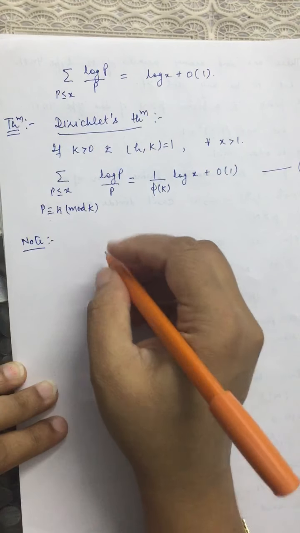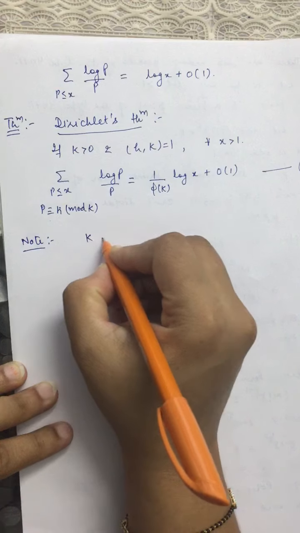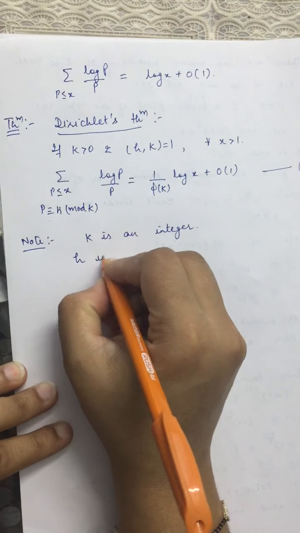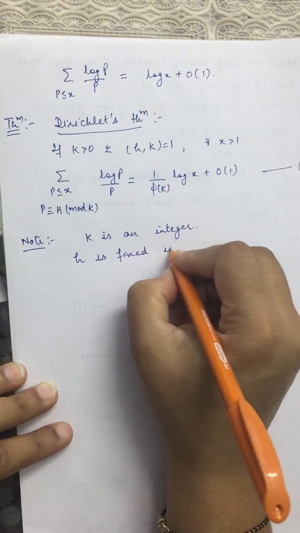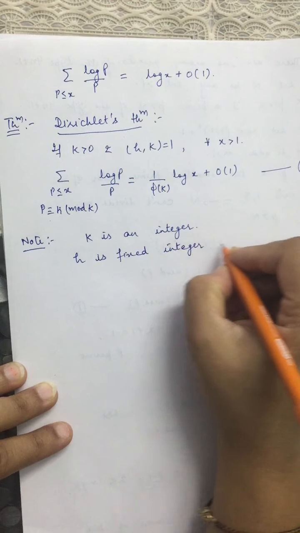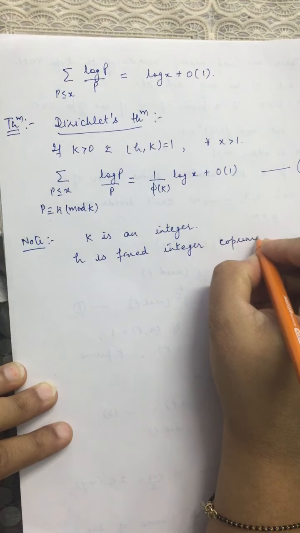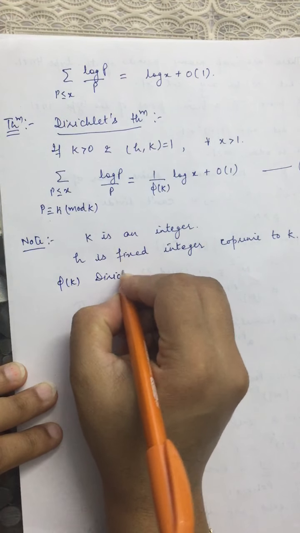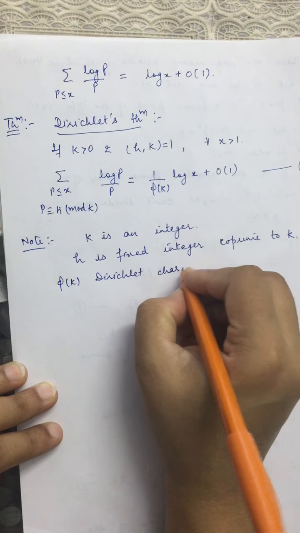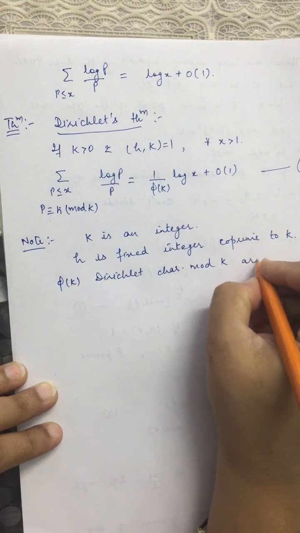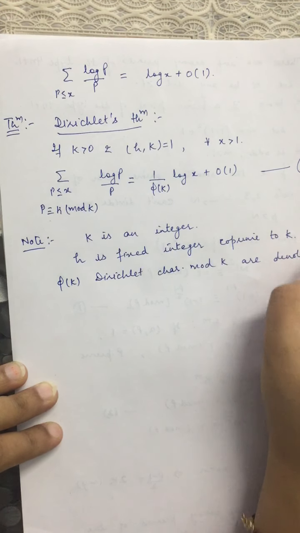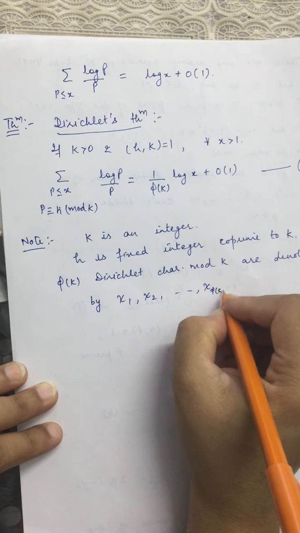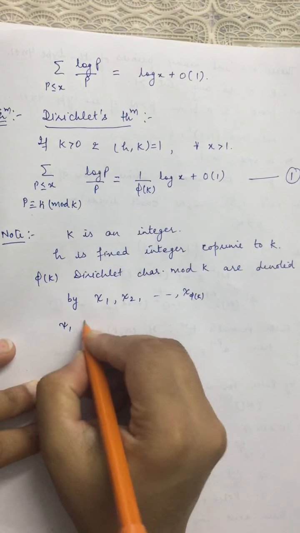Now throughout this theorem, we will assume k is a fixed integer, h is a fixed integer which is co-prime to k, and the phi k Dirichlet characters modulo k are denoted by chi1, chi2 up to chi phi k, and out of these chi1 is the principal character.